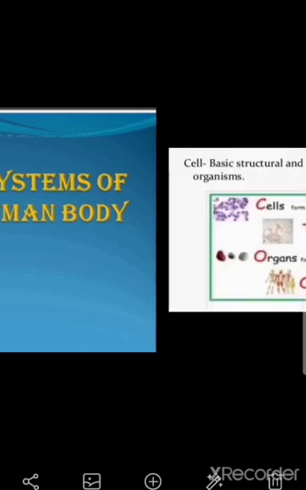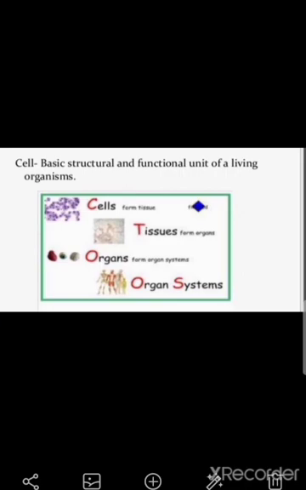So, the human organ system. You know that the cell is the structural and functional unit of living organisms. When cells combine, they form tissue, when tissues combine, they form organs, and when organs combine, they form an organ system. So a group of organs that work together to carry out a certain job or function is called an organ system.